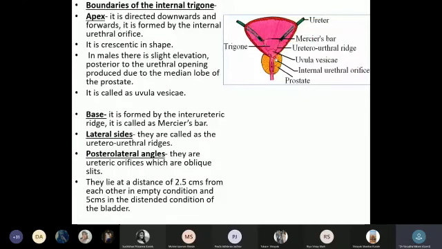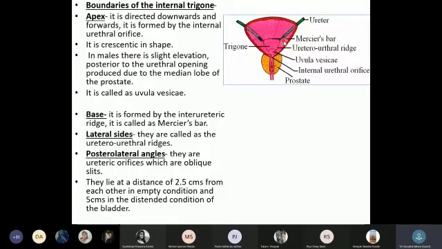And these are the two posterolateral angles which are formed by the openings of the ureters. Normally in an empty bladder, they lie at a distance of 2.5 centimeters from each other. But when the bladder is fully distended, it may increase in size, reaching about 5 centimeters distance between each other.